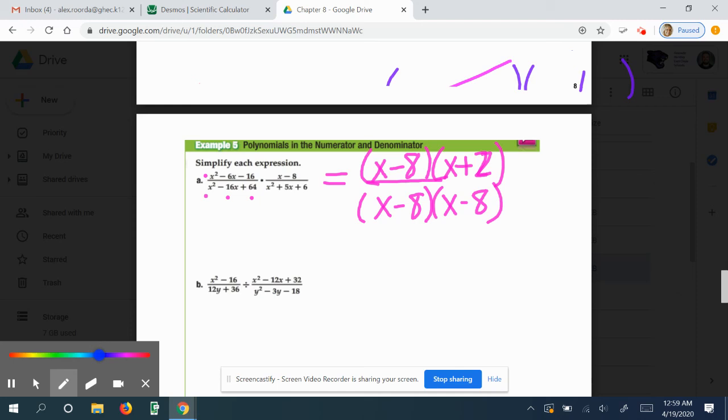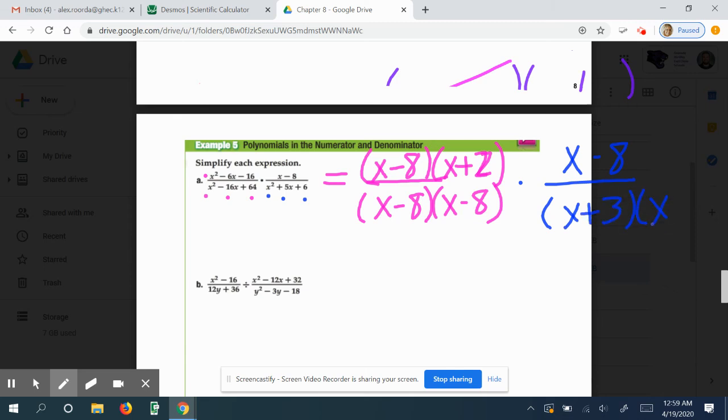Now, in the other one, we're going to multiply, and we're going to have x minus 8 on the top. Okay, that's pretty easy. And then the bottom, AC is 6 and B is 5. So the two numbers that multiply to 6 and add up to 5 would be x plus 3 and x plus 2.